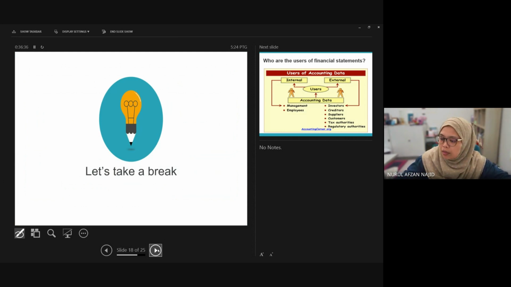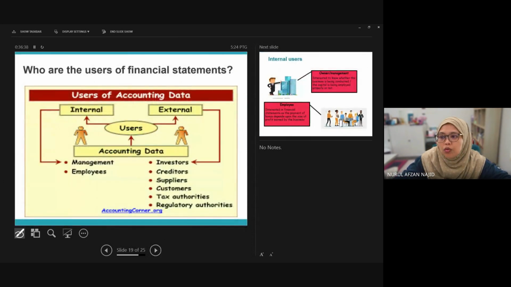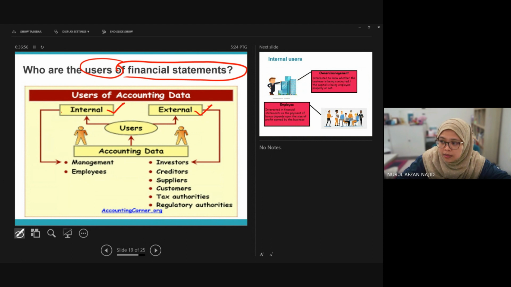Alright. Okay, let's start. So, who are the users of financial statement? Kenapa kita nak prepare the financial statement ni adalah sebab ada pengguna yang memerlukan financial statement tersebut. So, kita boleh bahagikan pengguna itu kepada dua, iaitu internal dan juga external. Okay, internal ni orang dalam company tersebut ataupun orang yang dalam organisation tersebut.